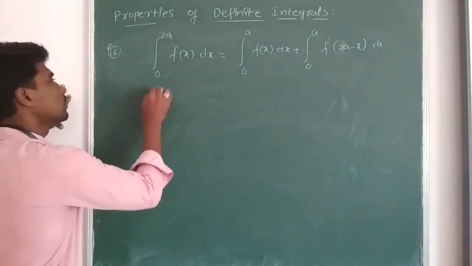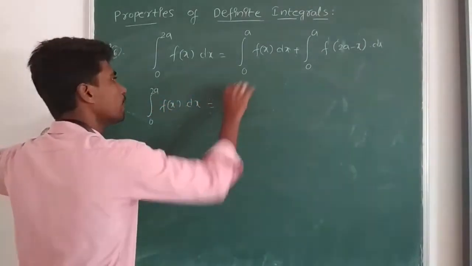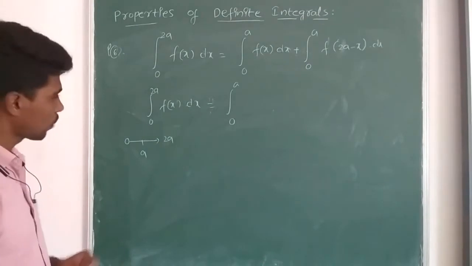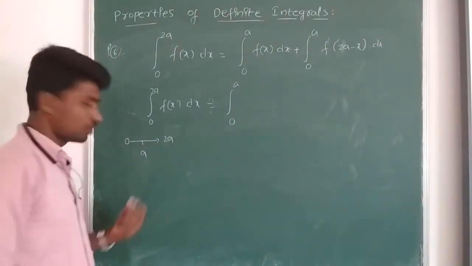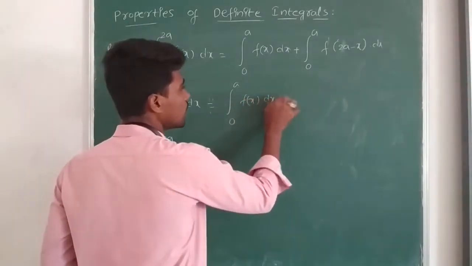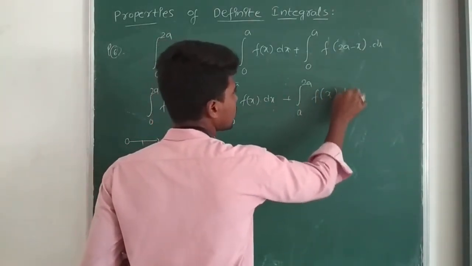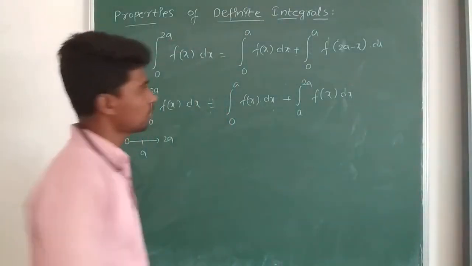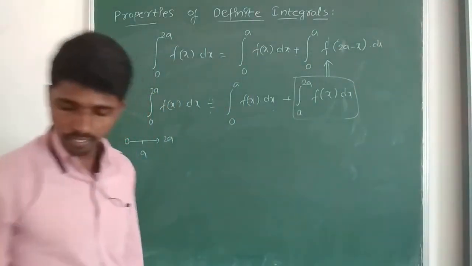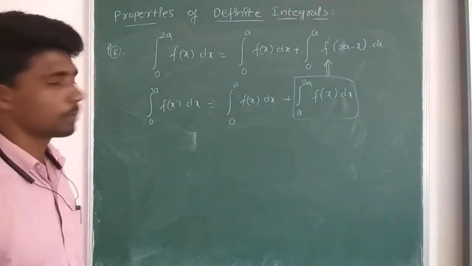So how do we prove this one? Integral 0 to 2a f of x dx can be written as integral 0 to a, because from 0 to 2a I get a in the middle. So I can express this entire part as 0 to a plus a to 2a. So 0 to a f of x dx plus integral a to 2a f of x dx. Now this one I want to express in terms of f of 2a minus x, right?